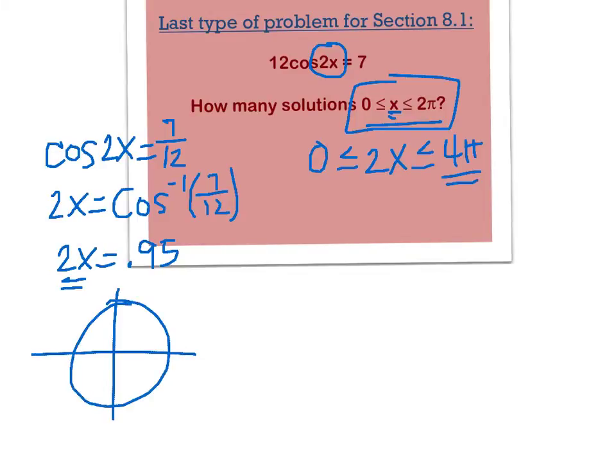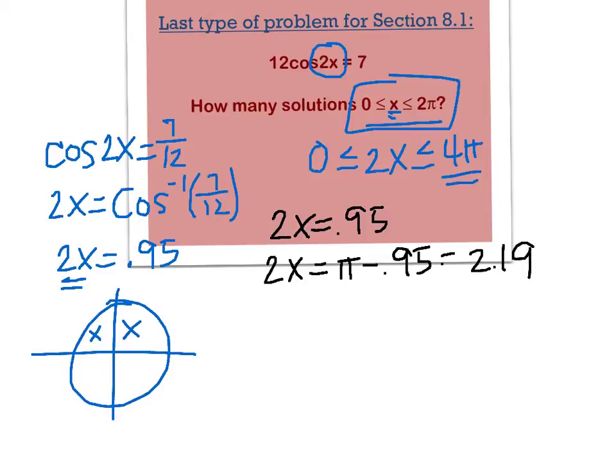So if we look at our possible answers, we know we have a cosine function, we know it's positive, which means we have to be in quadrants 1 or 2. However, since we're going twice around, we're going to have 2 answers from quadrant 1 and 2 answers from quadrant 2. So our first setup here is 2x equals 0.95. In order to find the angle in quadrant 2 with a reference angle of 0.95, we want to find pi minus 0.95, which gives us 2.19. So now we have one answer in quadrant 1 and one answer in quadrant 2.